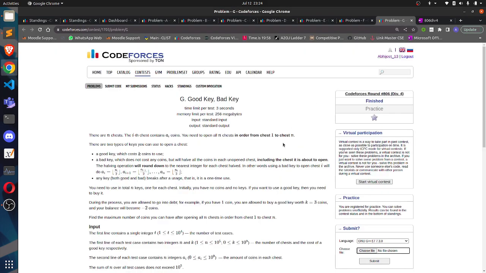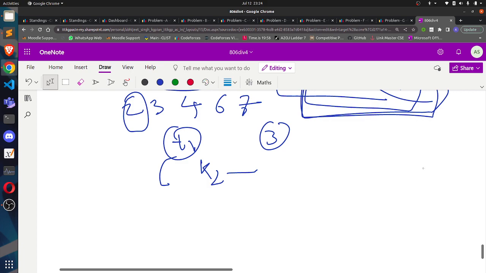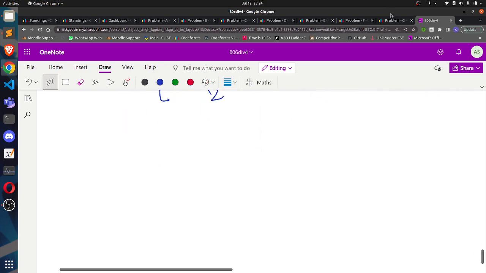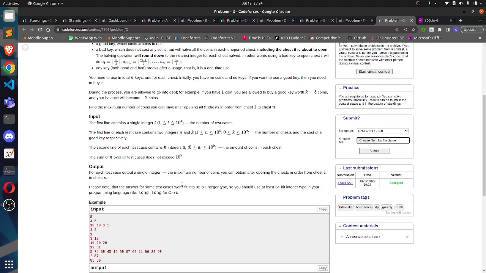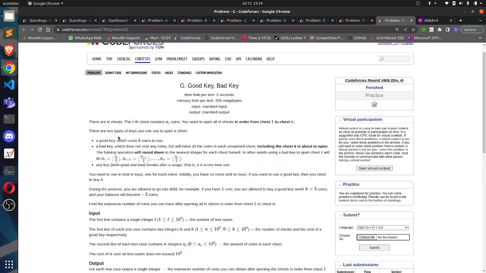Then coming to the last question. Last question. So there are n chests. The ith chest contains AI coins, and we need to open all the n chests in order from chest 1 to chest n. And there are two types of keys to open a chest: a good key which costs k coins, and a bad key which does not cost any coins, but will halve the coins in each unopened chest, including the chest it is about to open, so it will make all the coins from I up till n half.